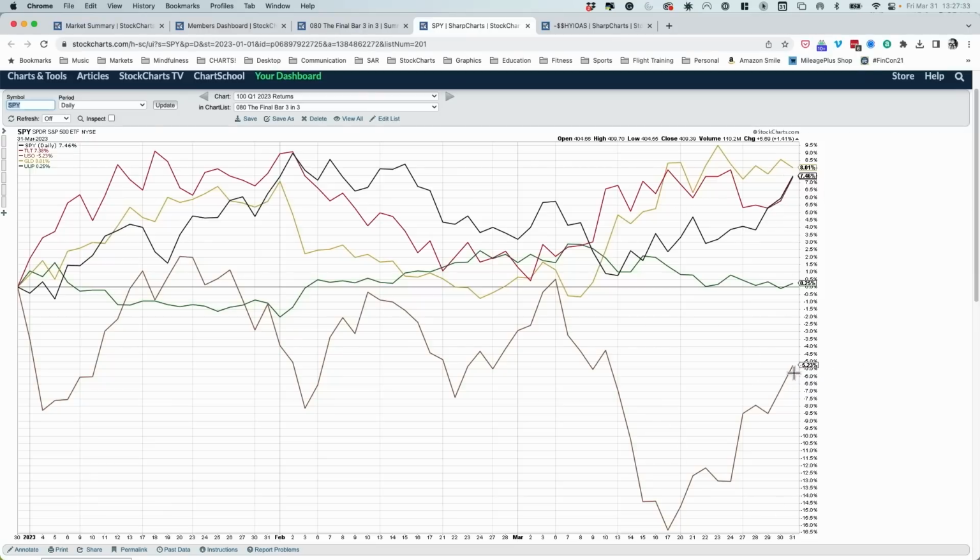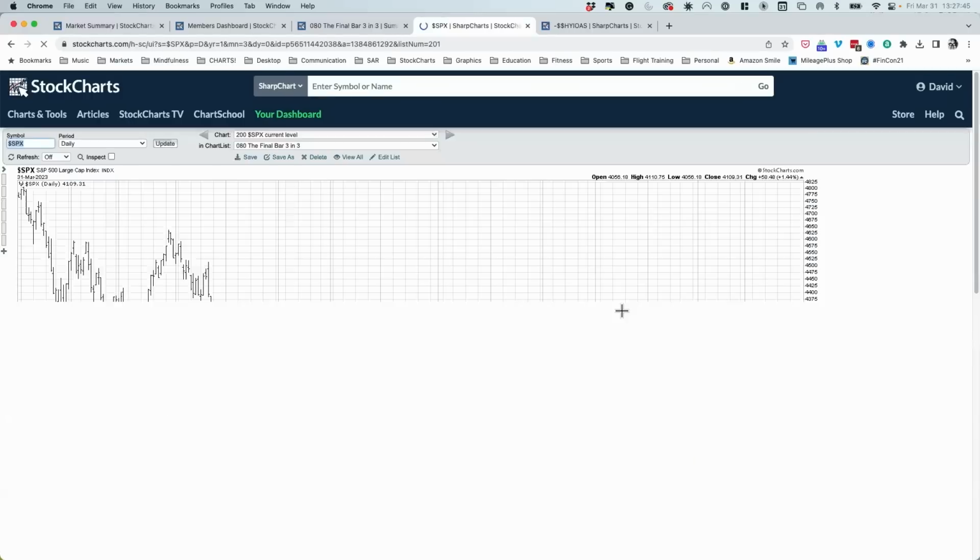This is the USO ETF, which actually finished down 5.25%. What's interesting is a couple of weeks ago, it was down over 15%. So it's recovered quite a bit here in the last couple of weeks. Let's get to chart number two.